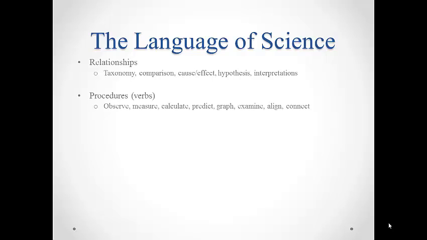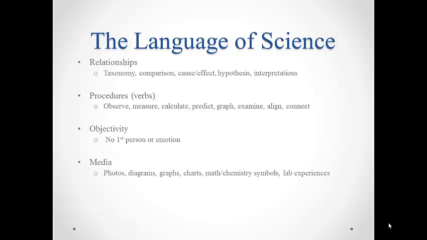Verbs in science tend to be procedural, such as observe, measure, and calculate. A common verb tense in science is the present tense, because this content area deals primarily with facts. Because of the emphasis on facts, science rarely uses the first person, and there is a noticeable lack of emotion in spoken and written discourse in science. Science uses an enormous range of media, such as photos, diagrams, graphs, and others. Finally, science vocabulary is hugely complex.